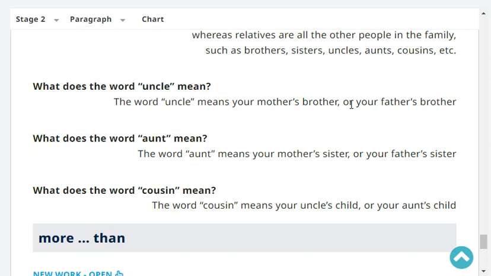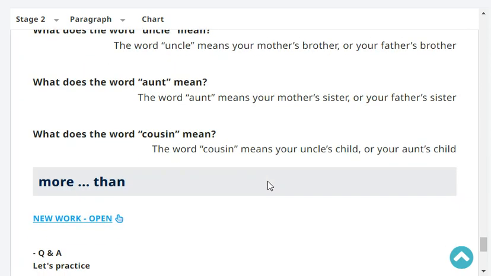What does the word uncle mean? The word uncle means your mother's brother or your father's brother. What does the word aunt mean? The word aunt means your mother's sister or your father's sister. What does the word cousin mean? The word cousin means your uncle's child or your aunt's child. Very good.